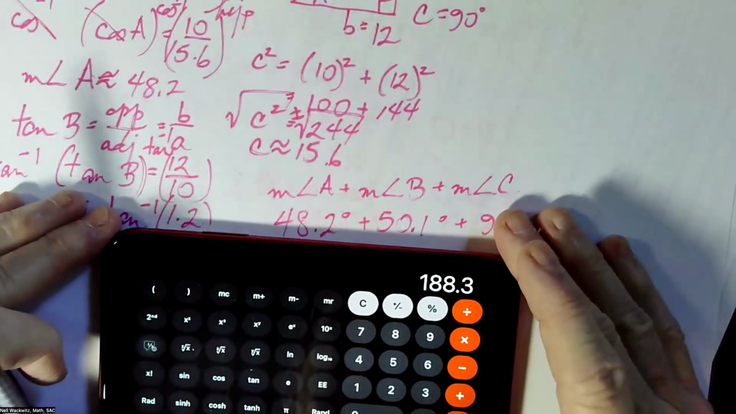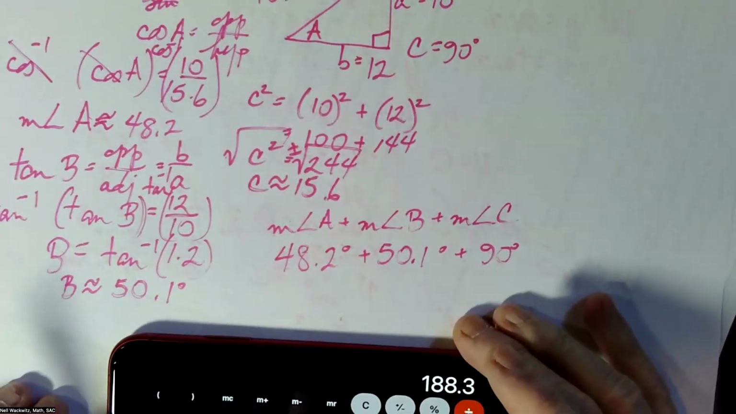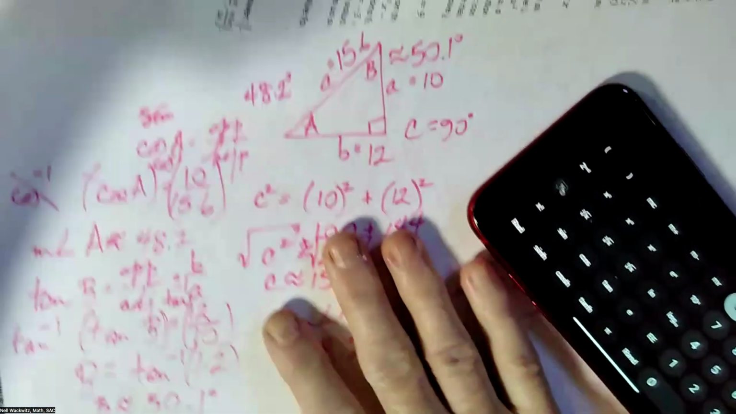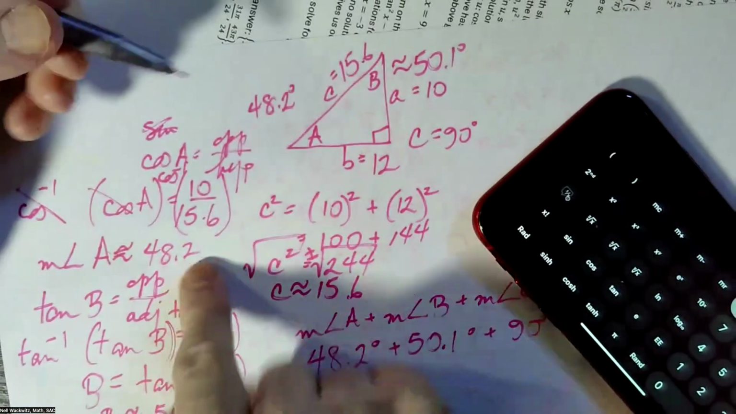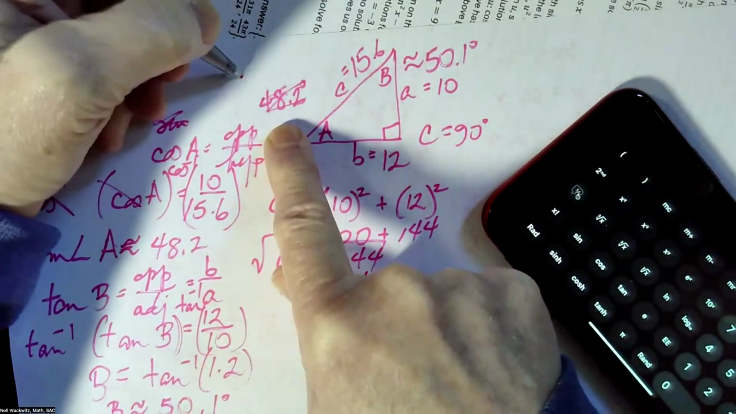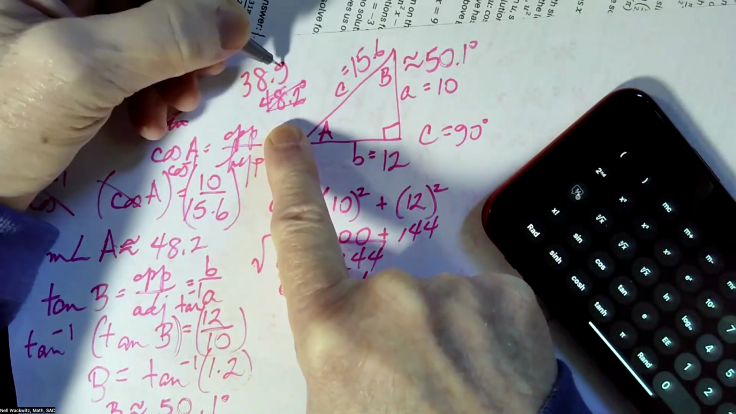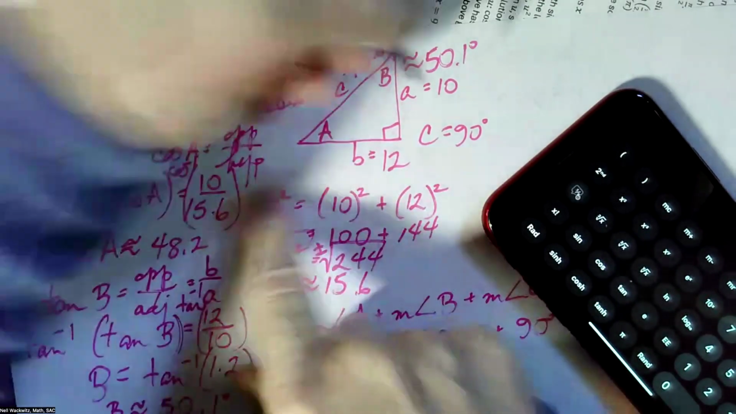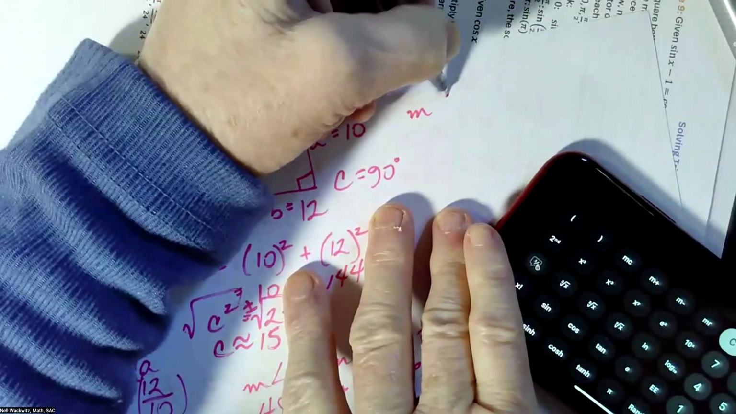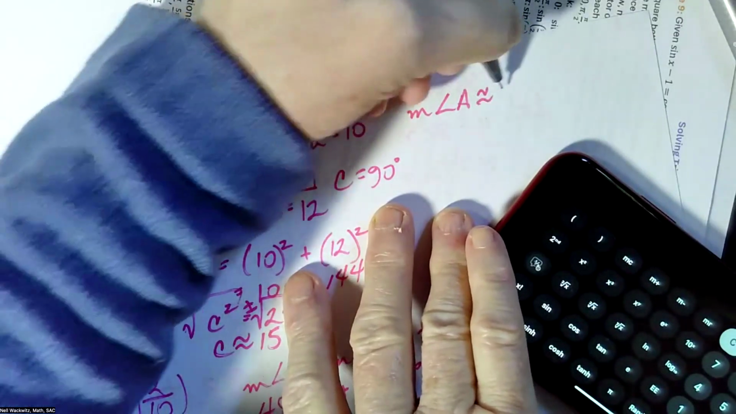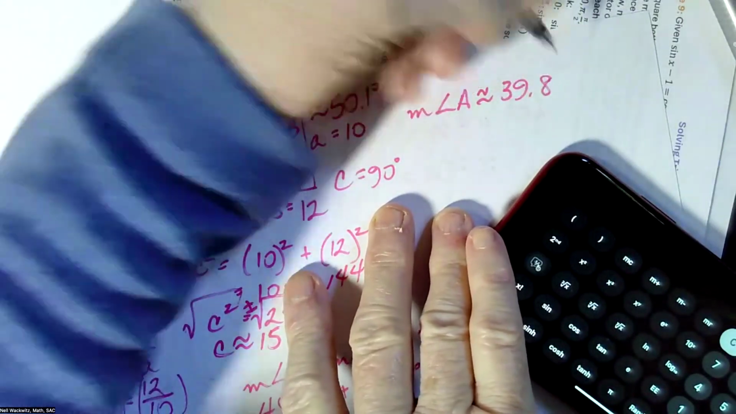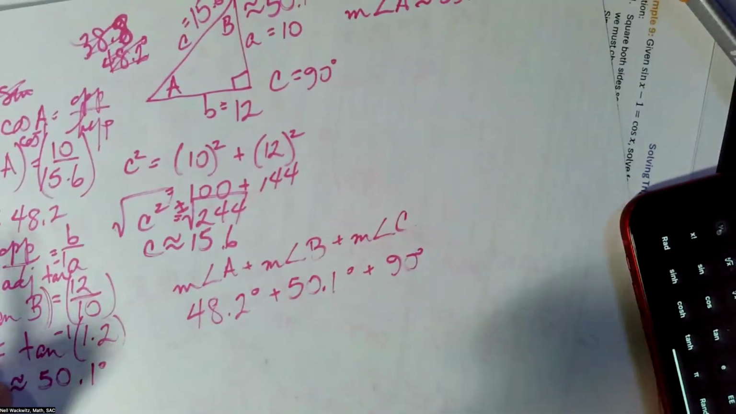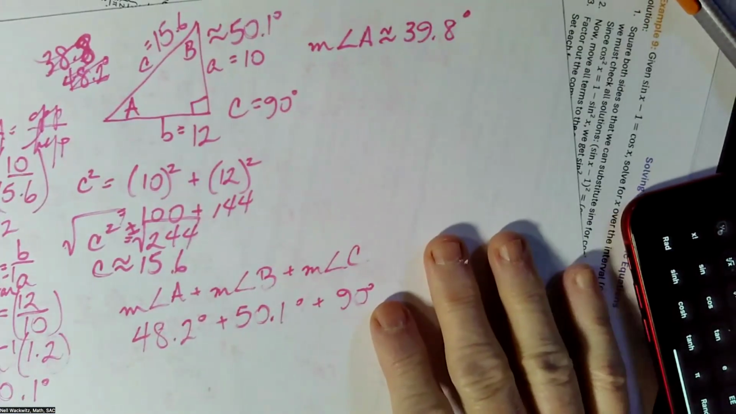188. On the paper you did, your measure of angle A is 39.8. Oh, bless your heart. Thank you, thank you, thank you. I don't know. So 39.8. The measure of angle A is 39.8. Is that right? Yes. Thank you so much. What would I do without you?